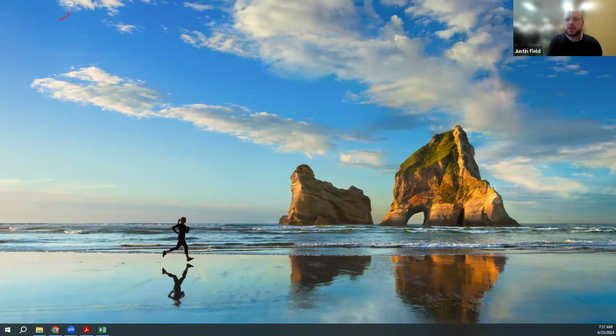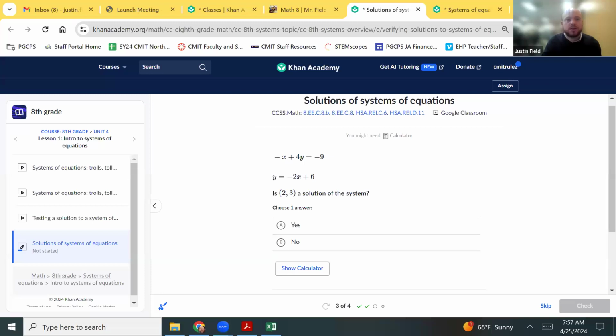Okay. All right, now what screen am I sharing? Let me just make sure I'm sharing the right screen. Okay, screen 2. Okay, can you see it now? Okay, everybody should have negative x plus 4y equals negative 9 and y equals negative 2x plus 6.